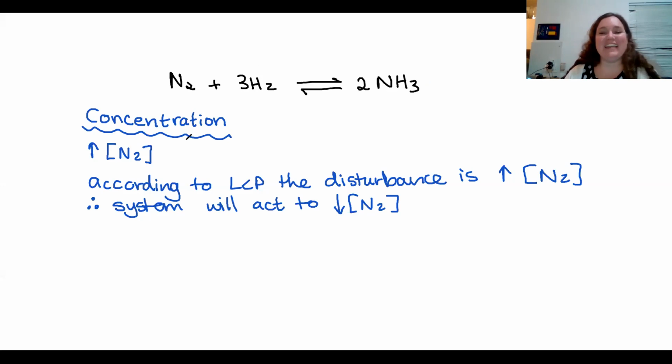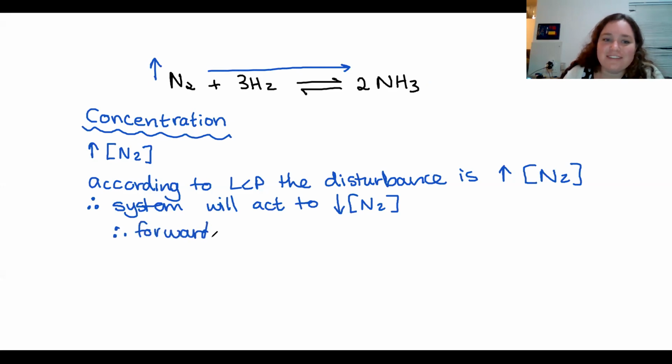Okay, let's keep going. According to Le Chatelier's, I'm looking at ammonia, brain dead. So according to Le Chatelier's principle, the disturbance is an increase in the concentration of nitrogen. The easiest way to get rid of that nitrogen is to use it up. If we turn that nitrogen into ammonia, we will decrease the concentration. So we can say here, therefore, the forward reaction is favored.